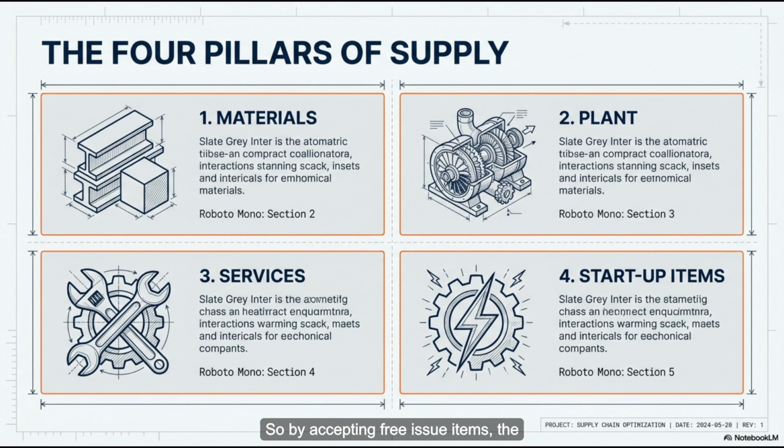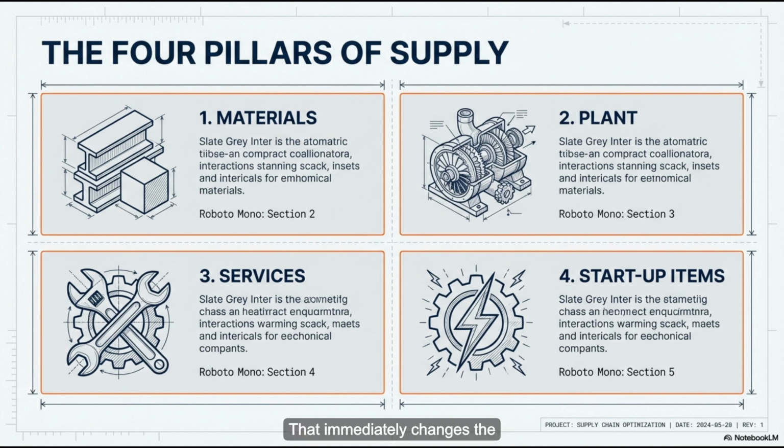So by accepting free issue items, the contractor is essentially accepting responsibility for the performance of equipment they didn't choose, they didn't vet, and they didn't even buy. Precisely. You are mandated to make it work. If that free compressor vibrates way too much, or if that free transformer has a slightly different voltage spec than what you designed your system for, it is now your problem to integrate it. You can't reject it just because you prefer a different brand or it's a little tricky to install. The contract requires you to use it. You basically have to marry that equipment.